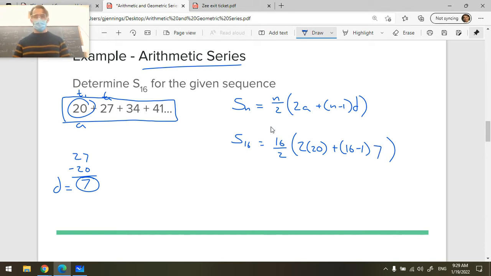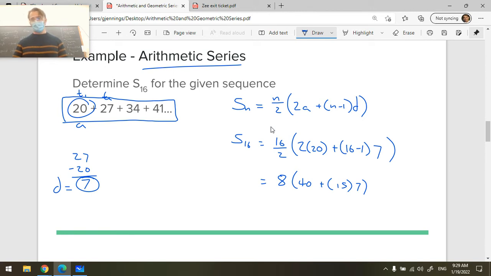Okay, and then I'm going to get the sum of the first 16 terms of this sequence is equal to 8 multiplied by 40 plus 15 times 7. 15 times 7 is 105. 40 plus 105 is 145.